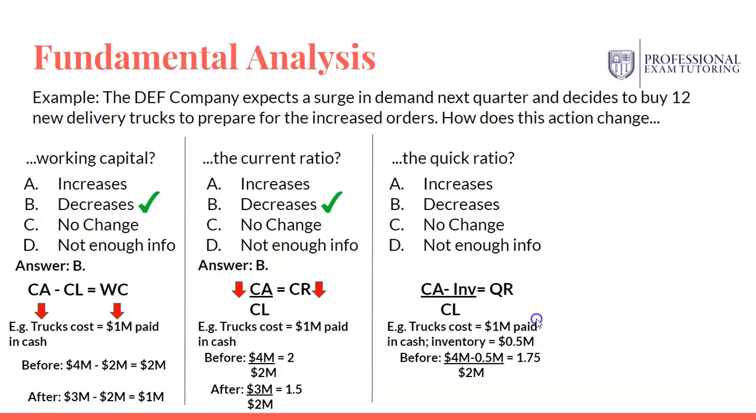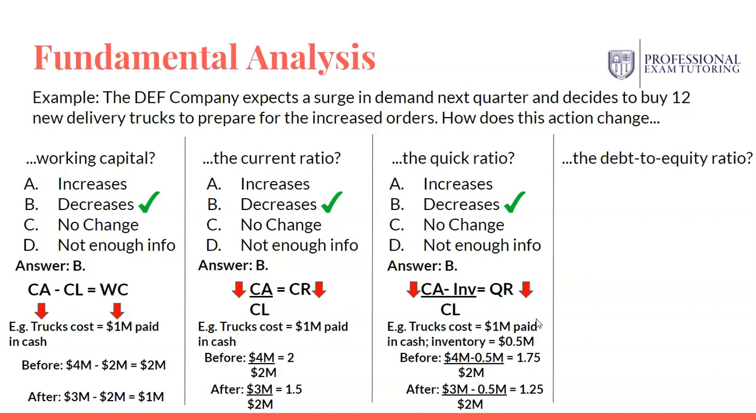is 1.75, and after we would have 3 million minus $500,000 because the inventory didn't change. The trucks, remember, are counted as long-term assets, not short-term assets or inventory. So we divide that again by 2 million because current liabilities did not change, and that leaves us with 1.25, which again is a decrease overall, and thus the answer is B. The quick ratio decreases when the company buys new trucks, which it pays cash out for.